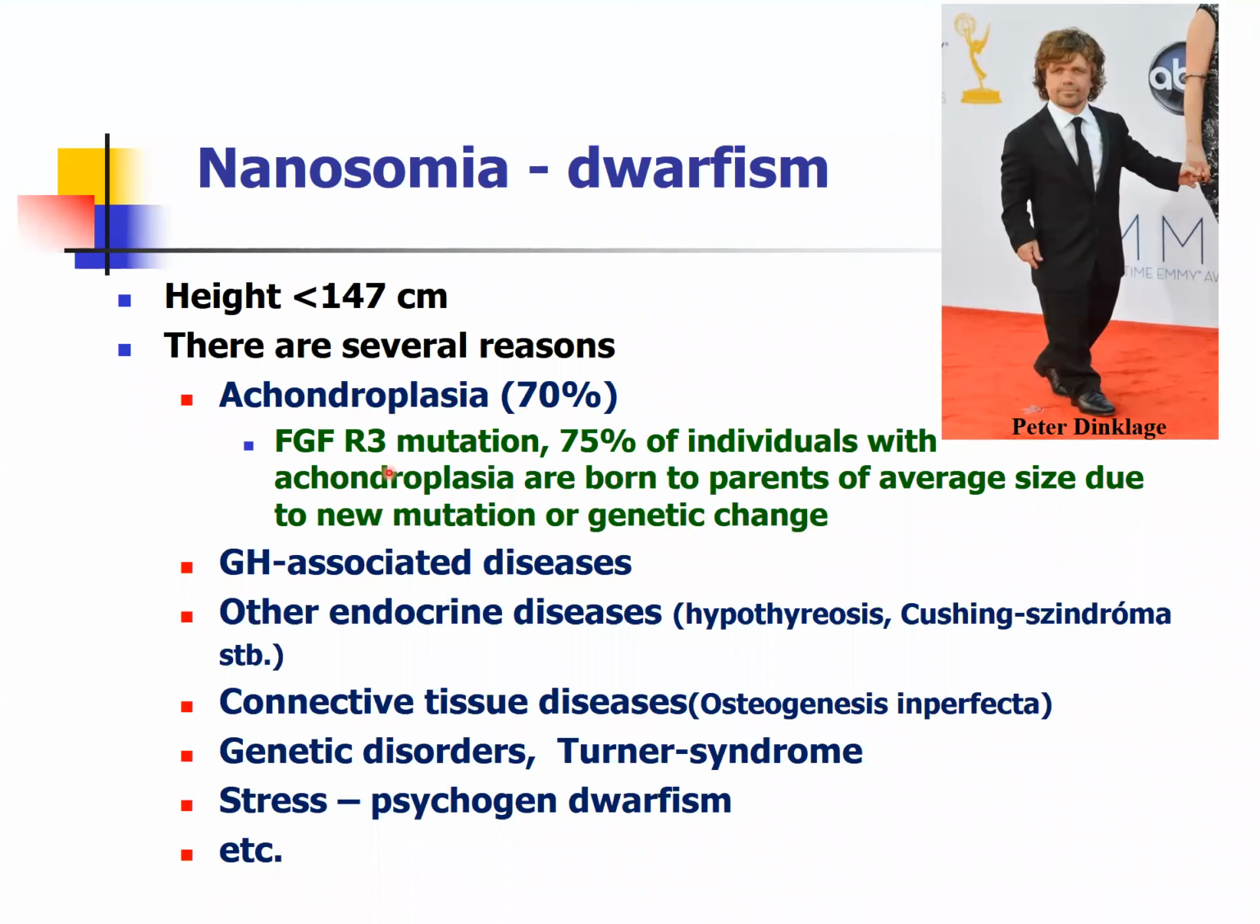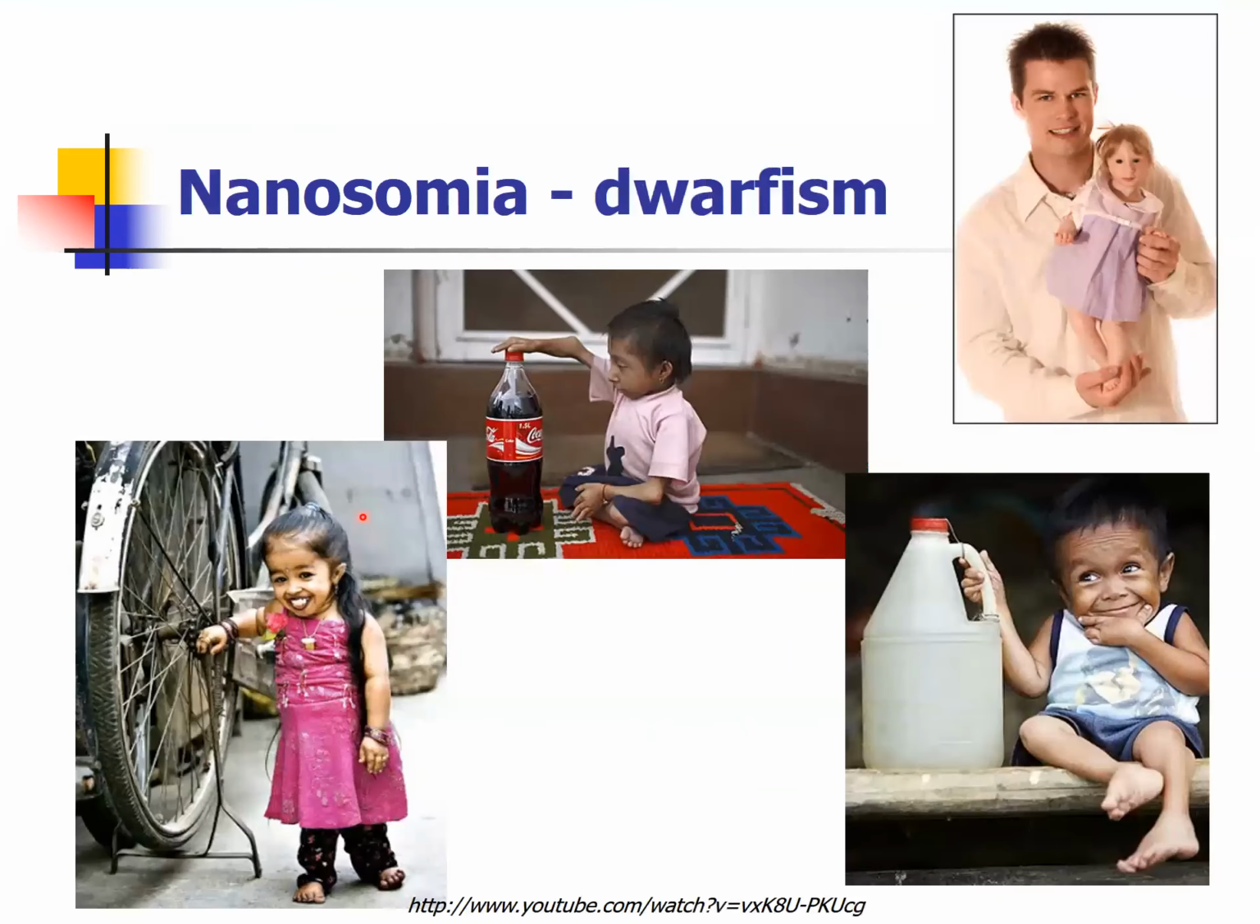The other common one is the growth hormone associated diseases, but this can be some other endocrine diseases, such as hypothyroidism or Cushing syndrome, or connective tissue disorders, such as osteogenesis imperfecta, or Turner syndrome, or stress, for example, psychogenic dwarfism can develop. So there are several types of dwarfism. I'm showing you some pictures of the dwarfism that is usually due to the decreased growth hormone secretion, looking like little teeny tiny puppets.